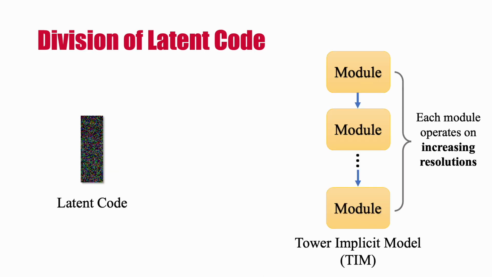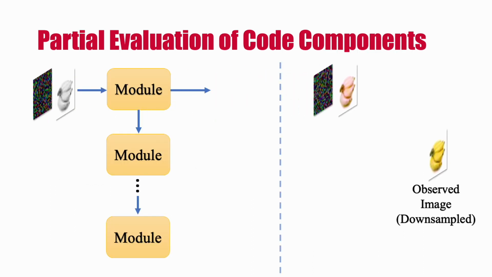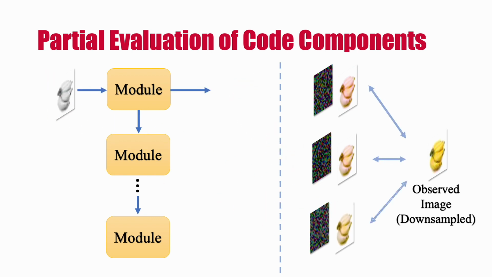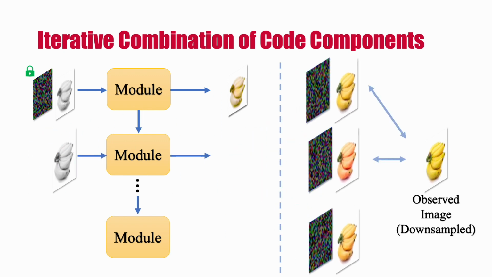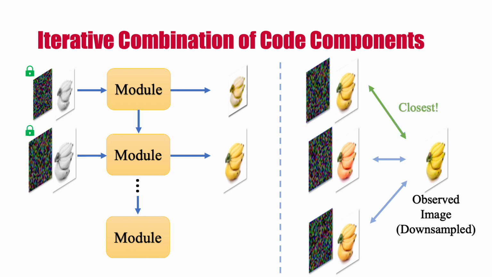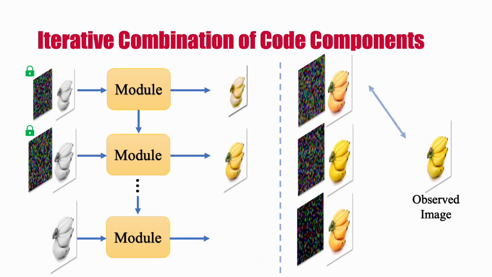We consider a model that operates on increasing resolutions, which we call TIM, and we divide the dimensions of the latent code into mutually orthogonal components, where each component serves as input to a particular resolution in the network. At each resolution, we also add an intermediate output head, and this enables us to evaluate partially constructed latent codes, where we select the value that produces the sample closest to the observed image, downsampled to the same resolution. To construct the full latent code, we start with a component at the lowest resolution and fix the selected value before moving on to a higher resolution. In this way, we can focus our search on the code components for the higher resolutions and find a good sample more efficiently.